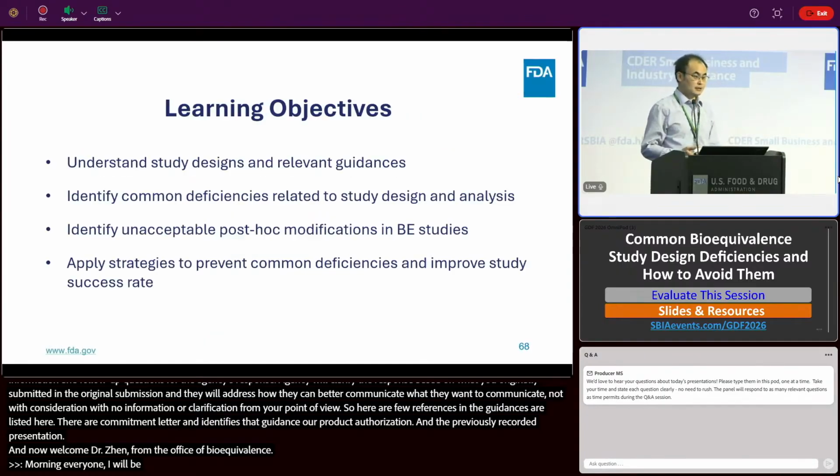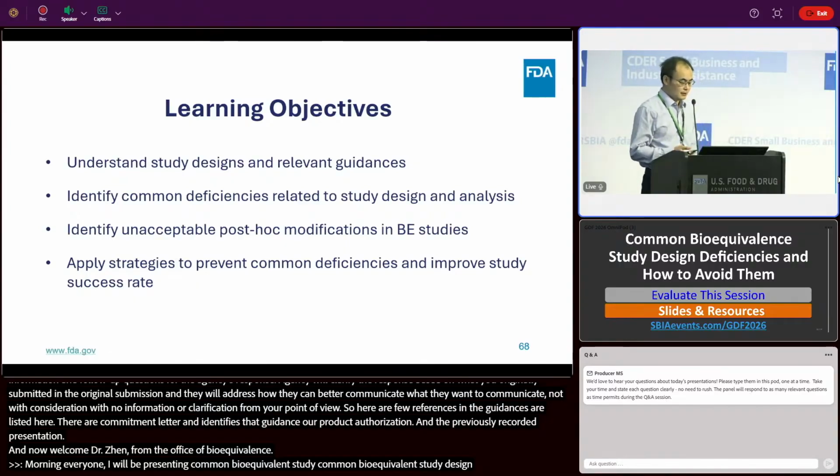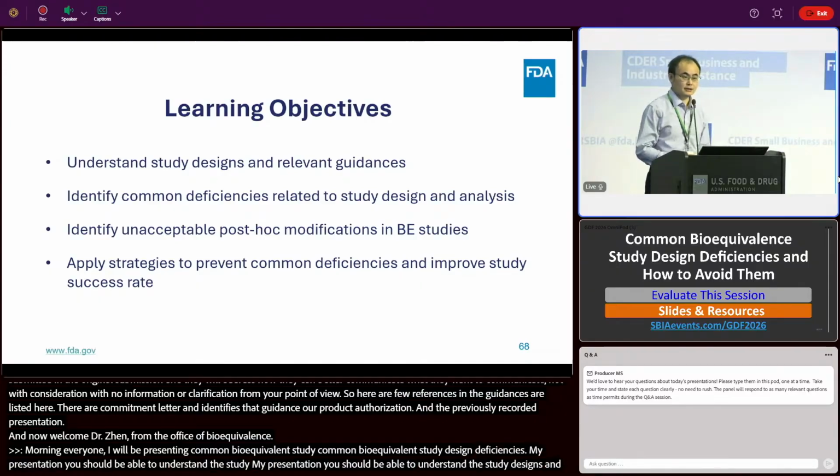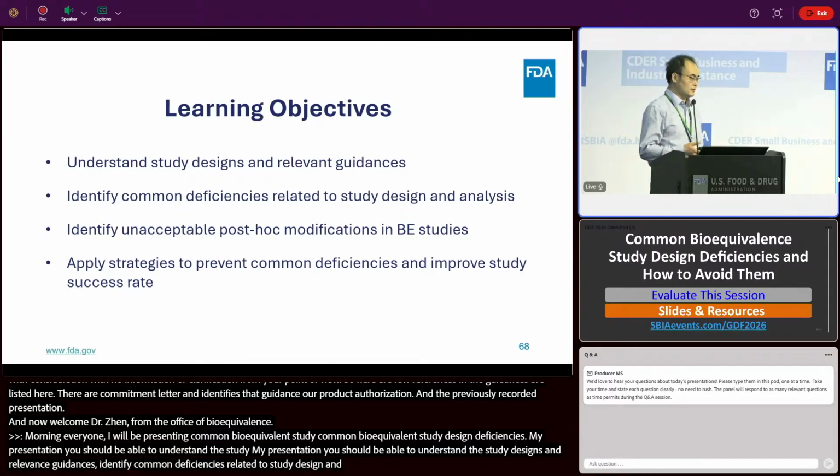After my presentation, you should be able to understand the study designs and the relevant guidances and identify common deficiencies related to study design and analysis. And you will also be able to identify unacceptable post-hoc modifications in BE studies and apply strategies to prevent common deficiencies and improve study success.